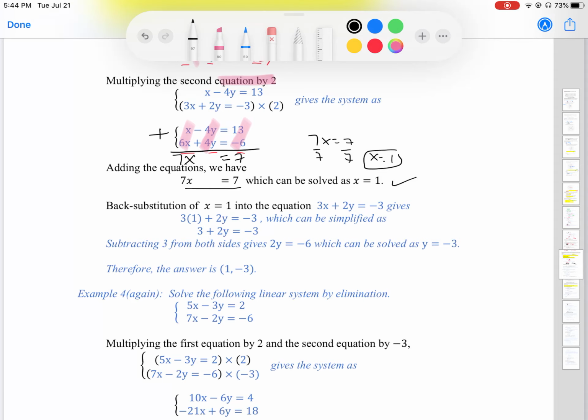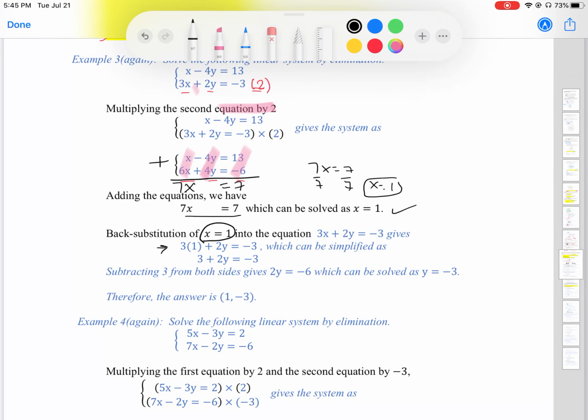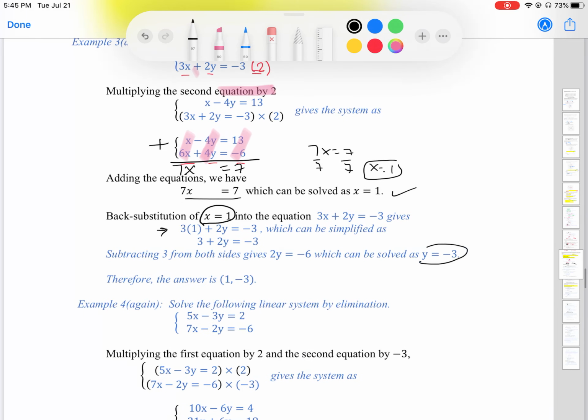Back substitution of x equals 1 into the equation. So we can go ahead and plug into our equation. Which one? It doesn't matter. Just pick one. It works out every time. If x equals 1 and we plug it into one of them, let's plug it into that second one. We get that y is equal to negative 3. Remember to always write your answer as a coordinate point.